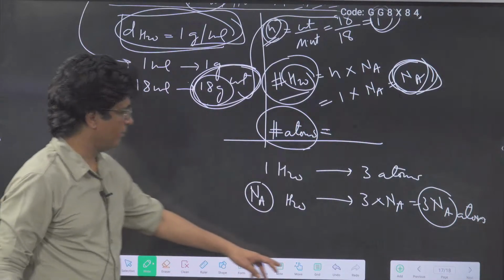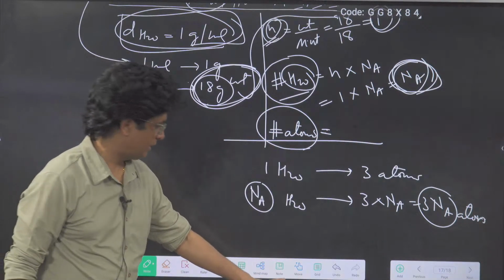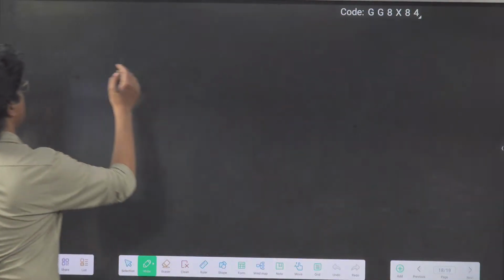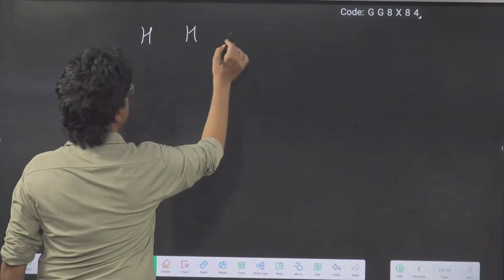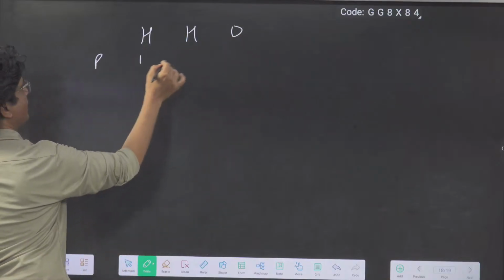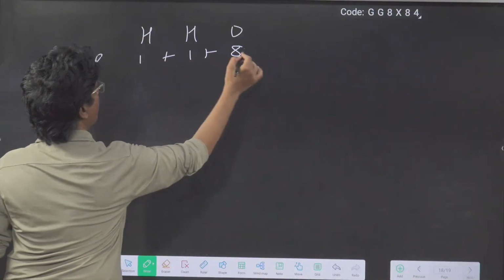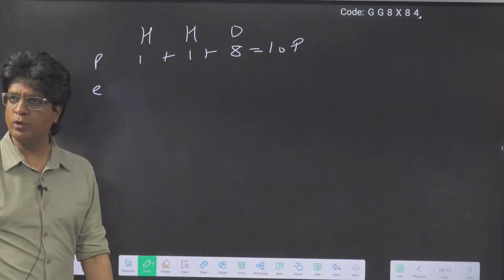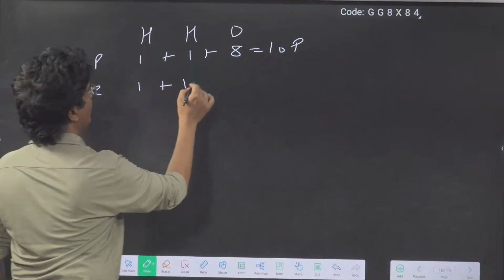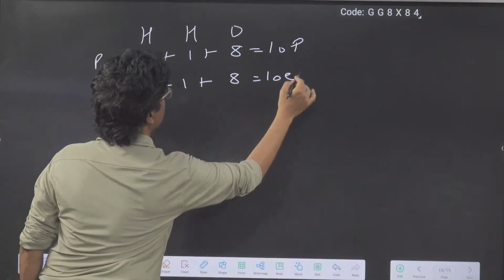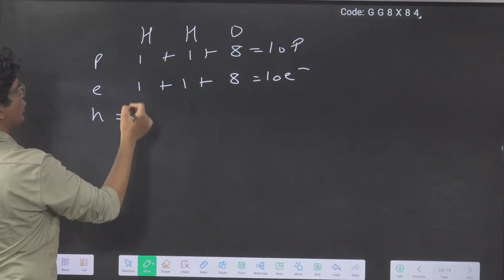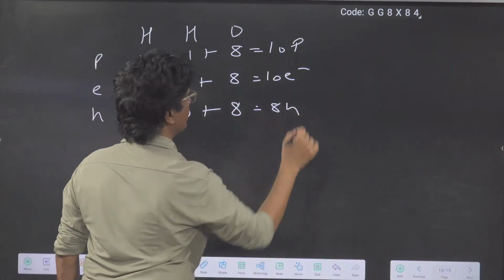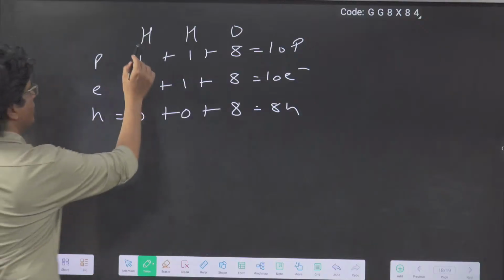Now the next question is number of protons, neutrons and electrons, right? See now, water molecule H2O, protons 1 and 8. Total becomes 10 protons, right? Electrons will be the same as number of protons because it's a neutral molecule. 1 plus 8, again 10 electrons. And neutrons, you know that hydrogen contains 0 and oxygen 8. Total becomes 8 neutrons in one molecule. This is about one molecule, right?